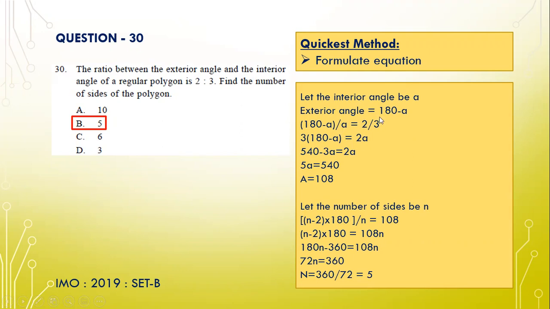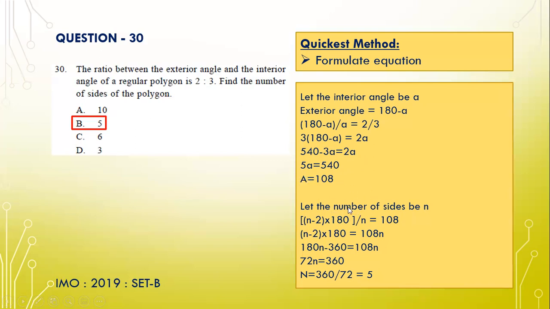So cross multiply. 3 into 180 minus A is equal to 2 times A. When A goes there, it will be multiplication. When 3 comes here, it will be multiplication. So 3 into 180 is 540 minus 3A is 2A. So when minus 3A goes there, it will be plus 3A. So 3A plus 2A is 5A. 5A is equal to 540. What is A? A is 108. So interior angle is 108.